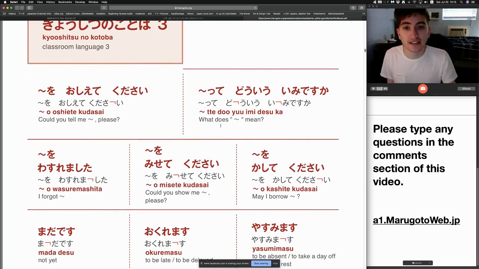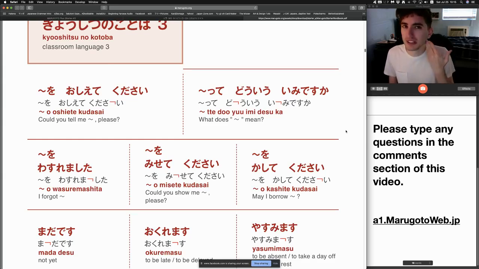How about this phrase? て、どういう意味ですか? Something て. Now we have two T's here and then え. In Japanese, you would just say て. It's a little strong. て、どういう意味? どういう意味ですか? Again, this verb here ends in す. We don't really say the u sound, it's just です。て、どういう意味ですか? What does blank mean?